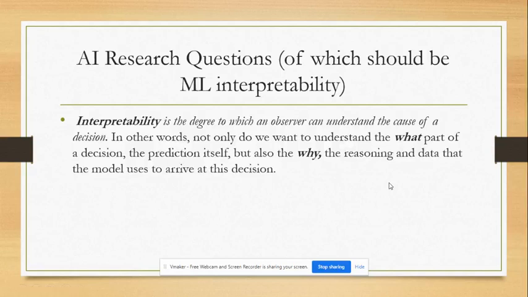So, the AI research questions. Interpretability is the degree to which an observer can understand the cause of a decision. So what are our AI research questions? In other words, not only do we want to understand what decision the plagiarism checker is going to make, the prediction itself, but also why, the reasoning of the model in arriving at this decision. So our two main research questions will be what and why: what is the decision of the plagiarism checker, and why is it deciding to do that?